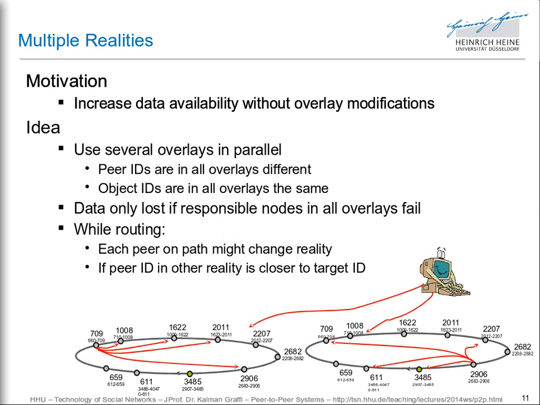Yes, while routing, if we, for example, want to reach the node which is responsible for the ID 0, we could use this reality, for example, because we have here a very high ID, and we are near the 0 ID. So we can use this for the routing. So we can have them speed up here. Okay.